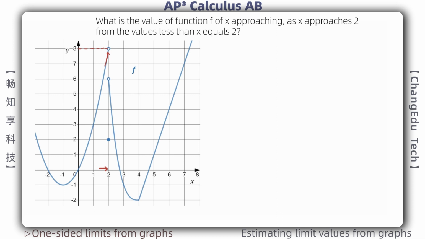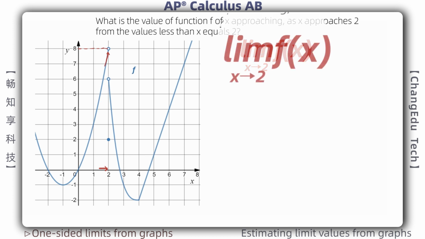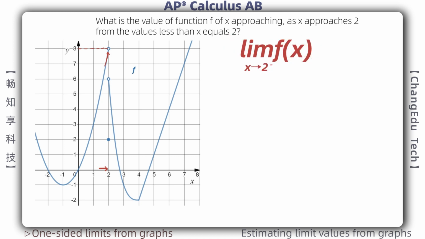The way to denote this process is similar to denoting the limit of f of x as x approaches 2, but we are going to specify the direction. Here, we put the negative as a superscript after the 2 to denote the negative direction that x is approaching. Attention, this is not a negative 2. It means x approaching 2 from the negative direction or left-hand side, and the limit of f of x as x approaches 2 from the negative direction is 8.